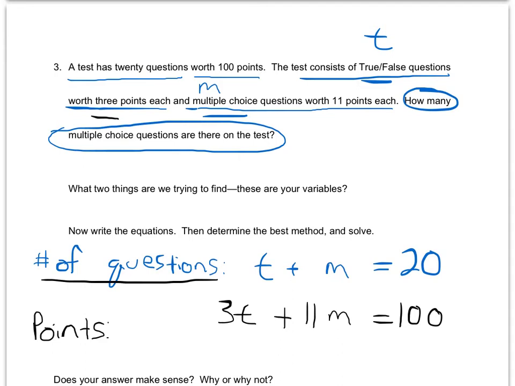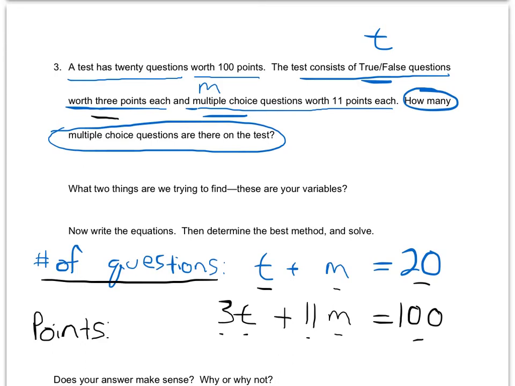Okay. So now we have our two equations. The one equation just deals with the total number of questions. We just add up how many true false, how many multiple choice, and we know it told us that there's 20. The second equation deals with the number of points. We know that there were 100 points. Okay, so we had 3 points times each true or false question, and 11 points for every multiple choice. So those are the two equations. Now from this, you should easily be able to solve it.